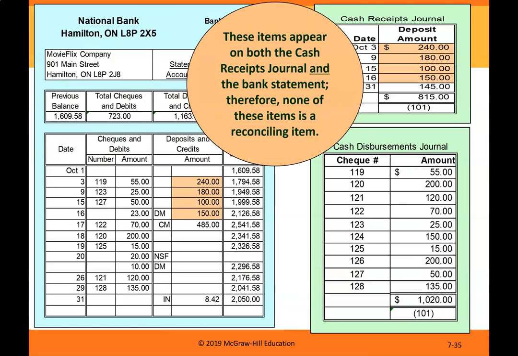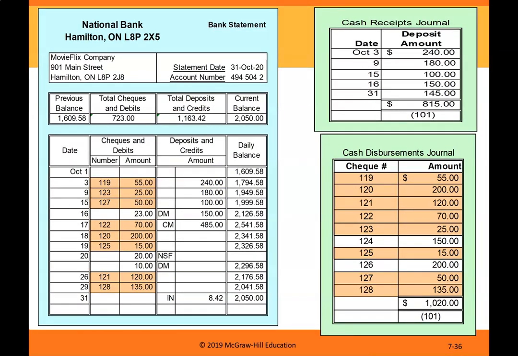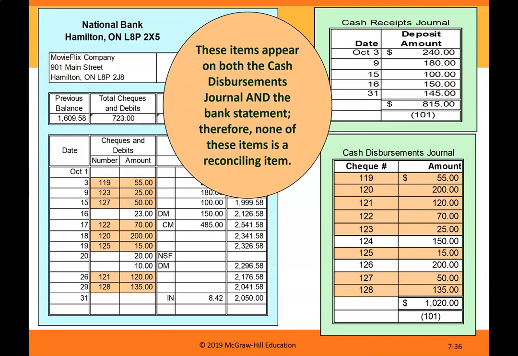These items appear on both the cash receipts journal and the bank statement. Therefore, none of these items is a reconciling item, so you can just cross them off. These items appear on both the cash disbursements journal and the bank statement. Therefore, none of these items is a reconciling item, so you can cross those ones off.